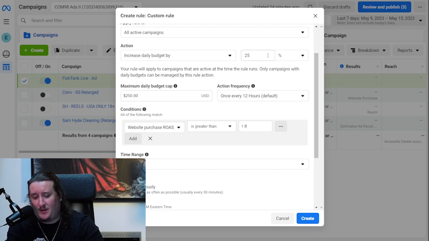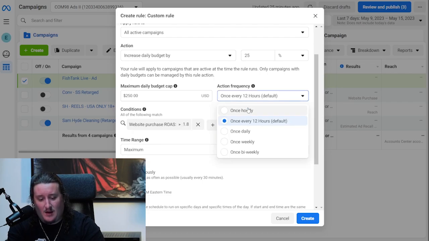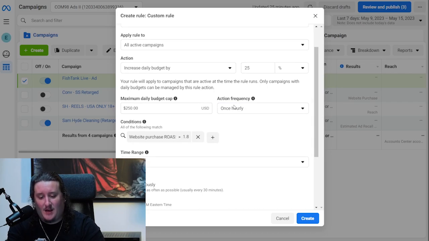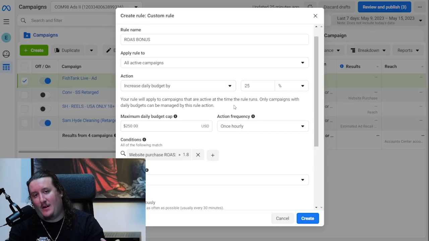We're going to increase the daily budget by 25%, and we're going to do it once hourly. That means it's going to basically monitor this campaign. If the campaign is getting 1.8x ROAS every hour, it'll continue to increase the budget by 25% until the campaign, the CBO, the actual campaign, reaches a daily cap of $250.